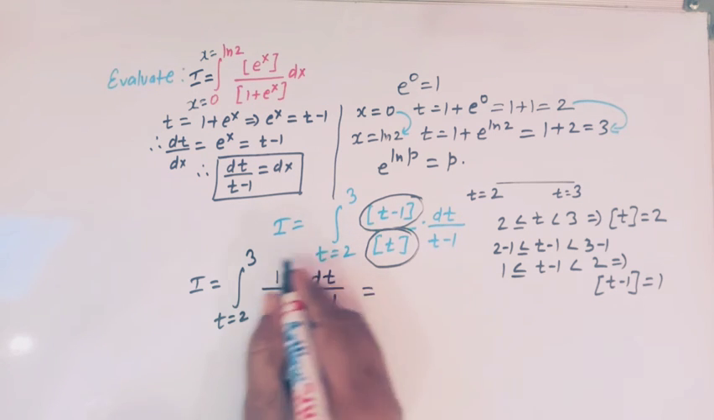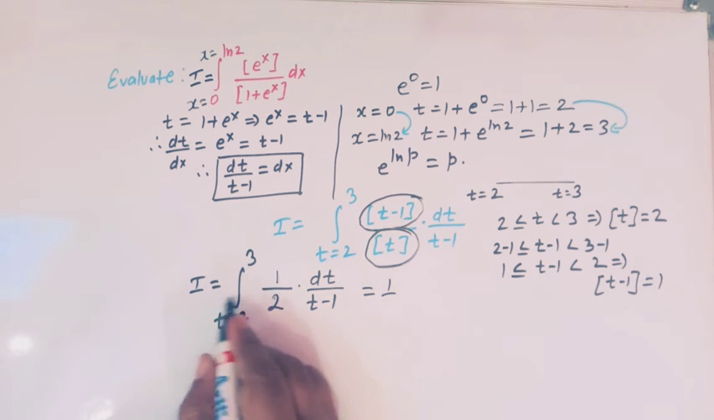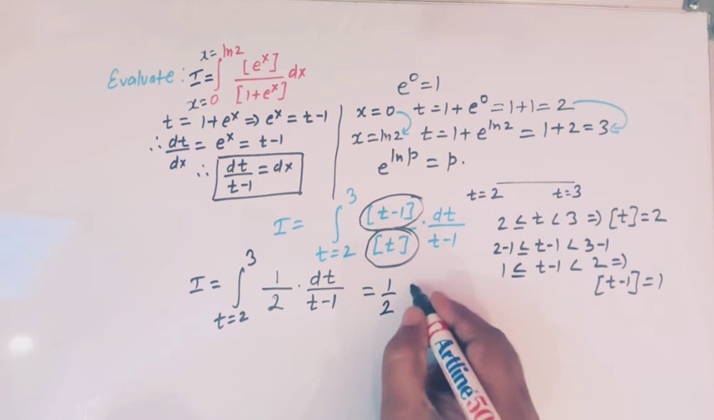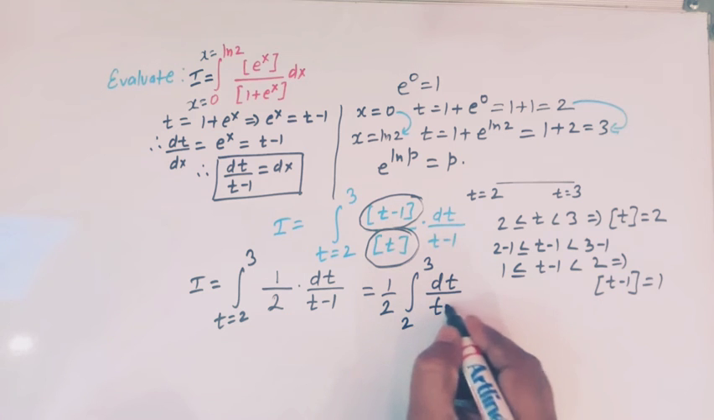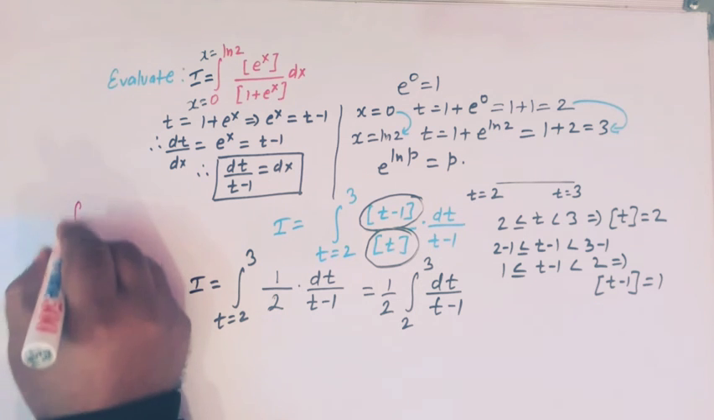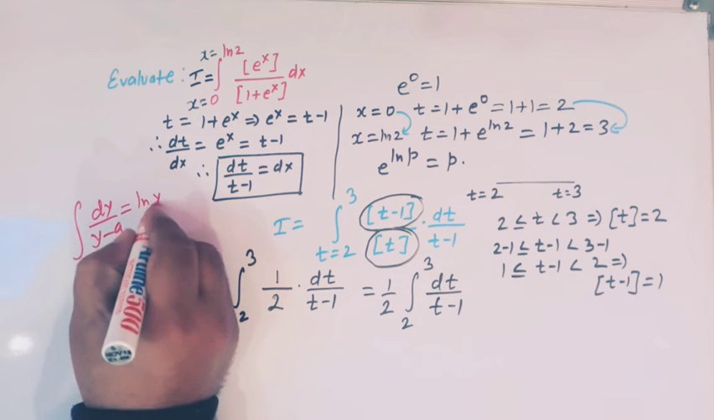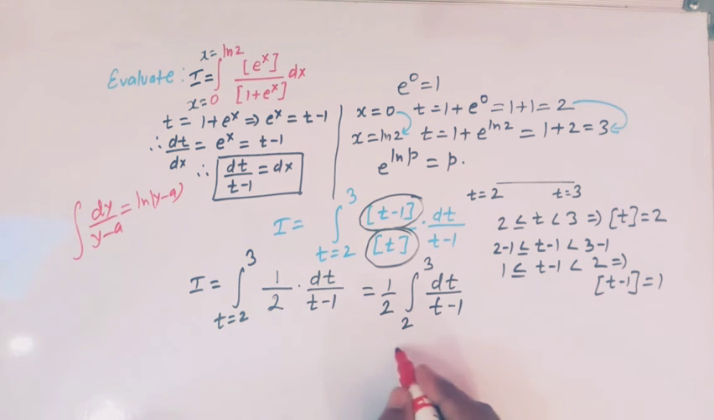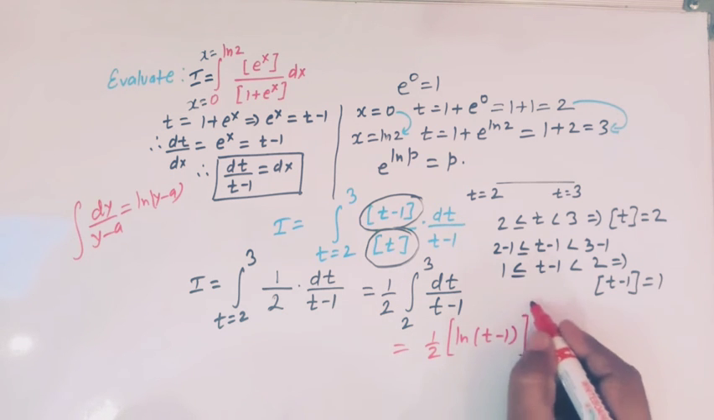Now we have a very simple and known integral, so we can take half outside the integral sign. We have half times the integral from 2 to 3 of dt over t minus 1. We know that the integral of dy over y minus a is equal to log of the absolute value of y minus a, and we will make use of this. So we have half log of t minus 1, with limits from 2 to 3.